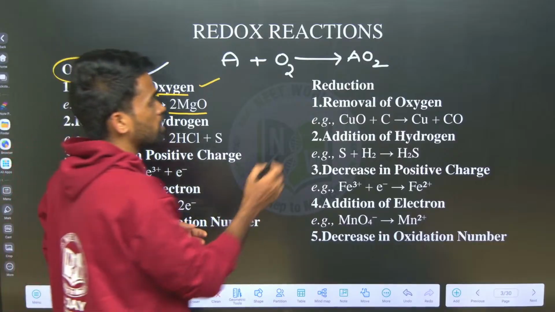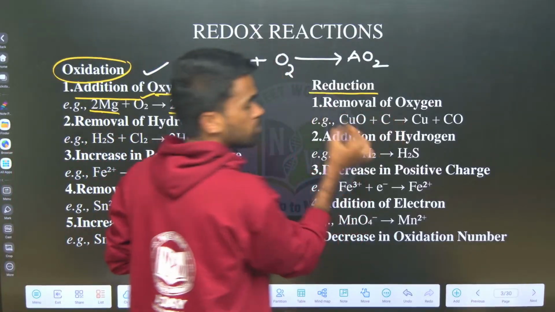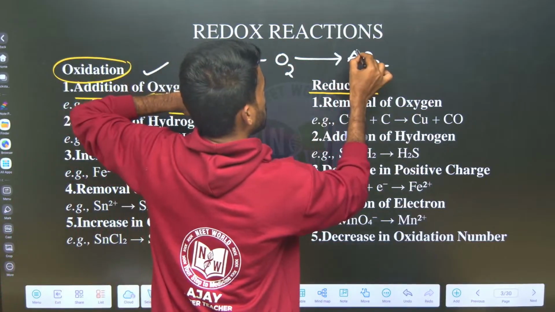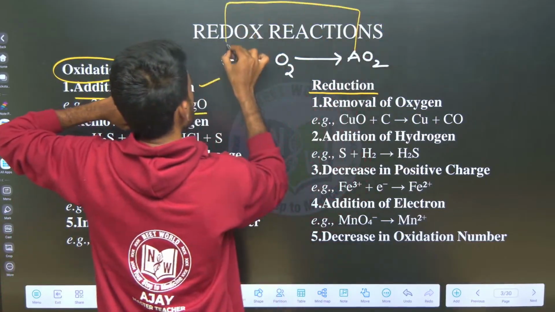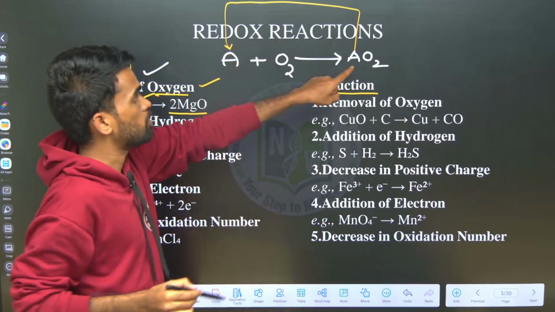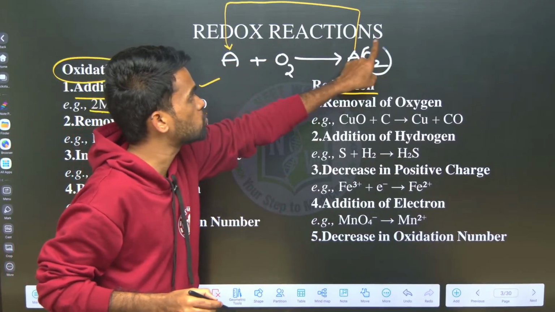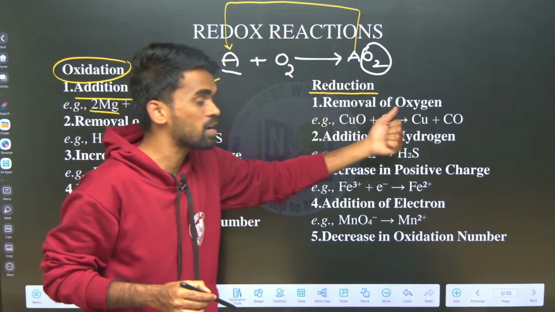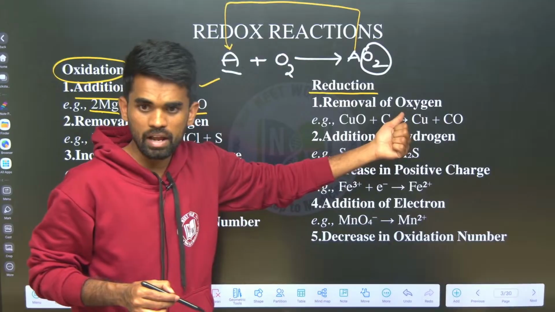Now similarly when it comes to reduction, it is opposite of oxidation. So reduction means removal of oxygen is called reduction. For example, I am converting AO2 to A. From AO2 we removed these two oxygens, so it is becoming A. Removal of oxygen is called reduction.